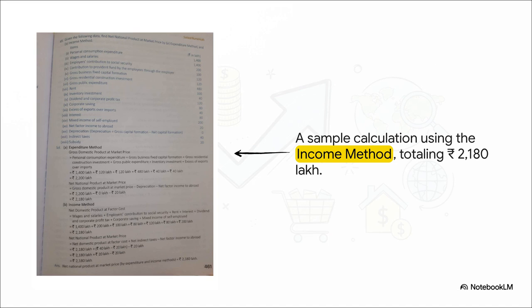Now let's try a calculation with the income method. And yeah, this table might look a little more complex at first glance, but trust me, the principle is exactly the same. We're just adding up all the different kinds of income. We've got wages and salaries, we've got employer contributions, rent, interest, profit, all that stuff. You add it all up, and in this case, it comes to 280 lakh. The important thing here isn't the specific numbers, it's the process. We're summing up all the earnings to get to that same big picture number we got from tracking all the spending. Two different roads, same destination.